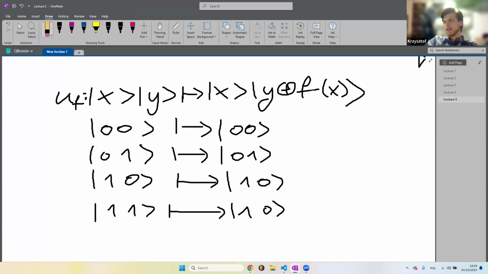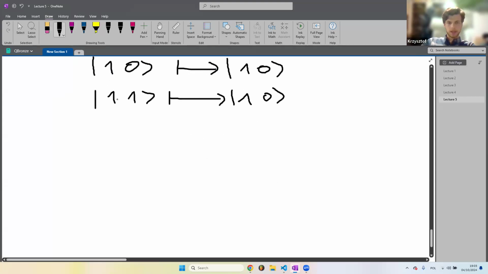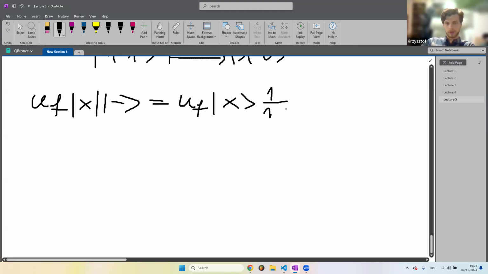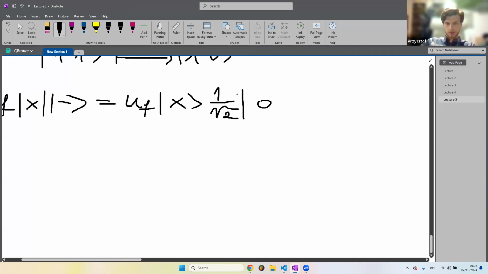If I'm not mistaken. So let's now examine how this operator, this unitary operator, when applied to x and the minus state, what will be the effect of it? We will start with x and a superposition of 0 minus 1.